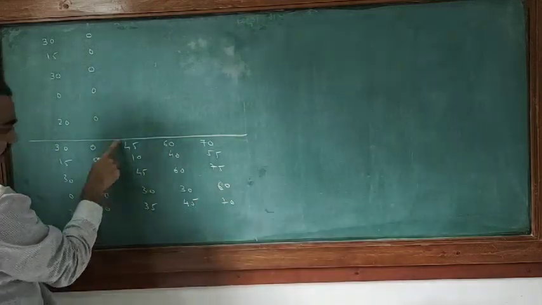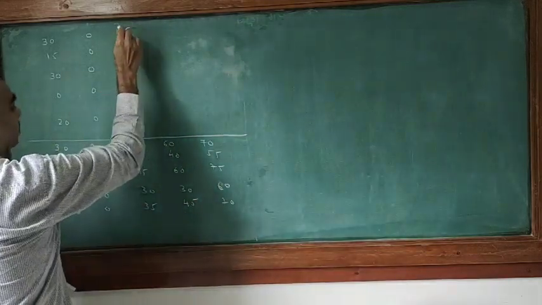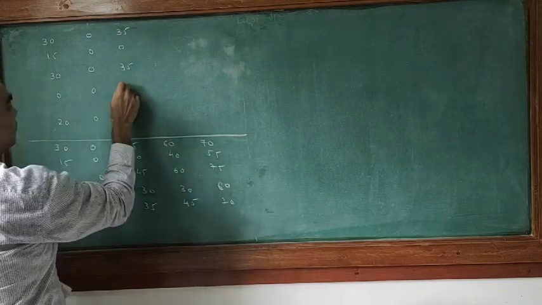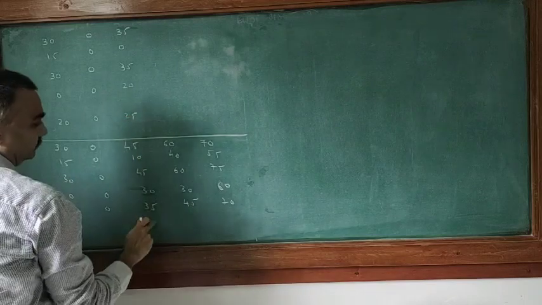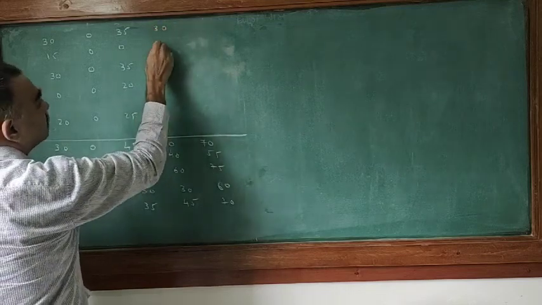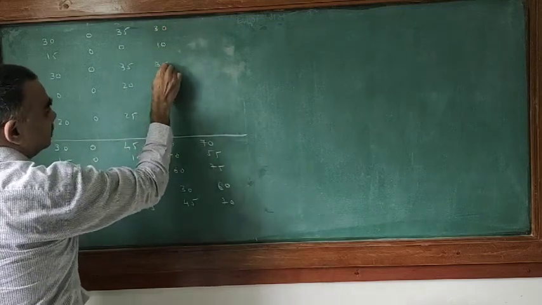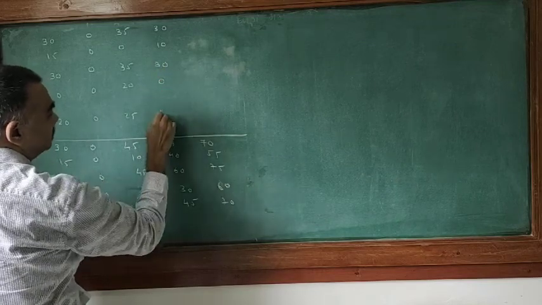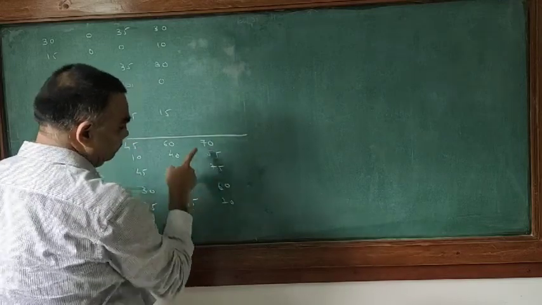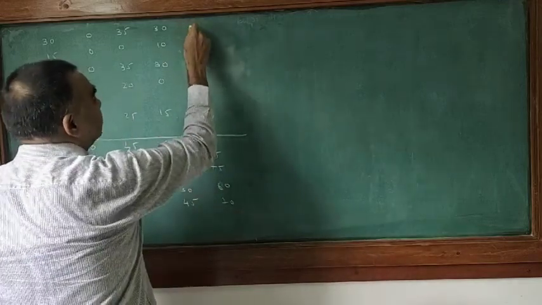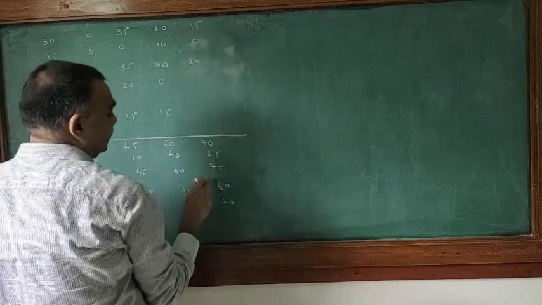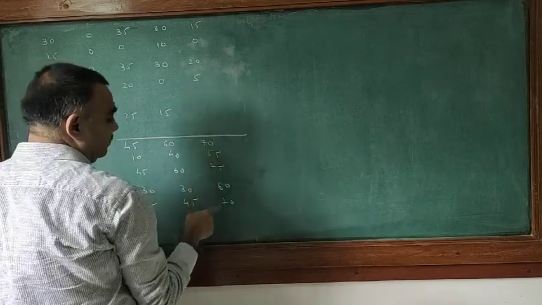Then 10 is minimum, 35, 0, 35, 20 and 25. Then 30 is minimum, 30, 10, 30, 0, 50. Then 55 is minimum, yes. Here it is 50, 15, 0, 20, here it is 5 and here it is 50.